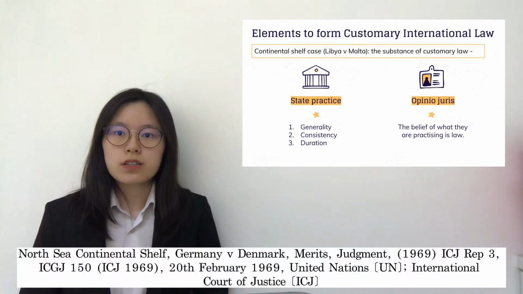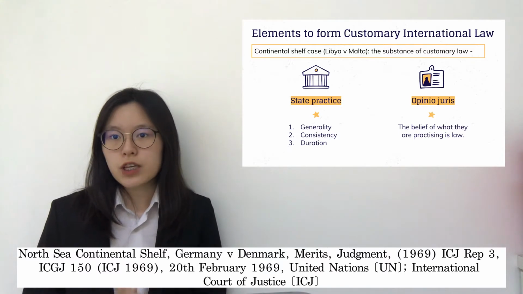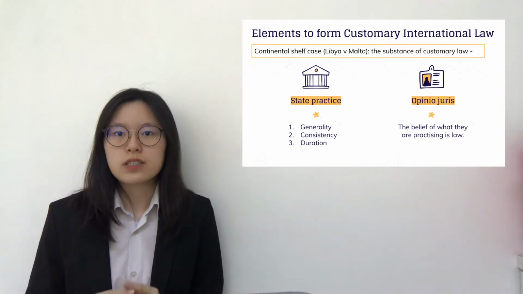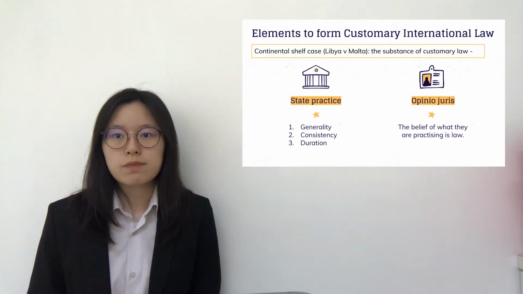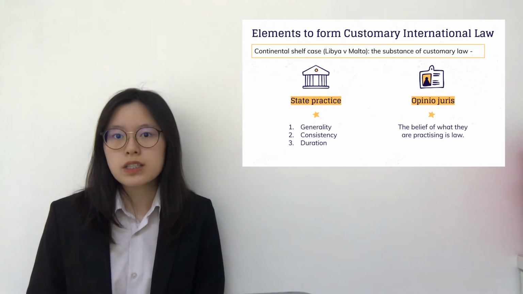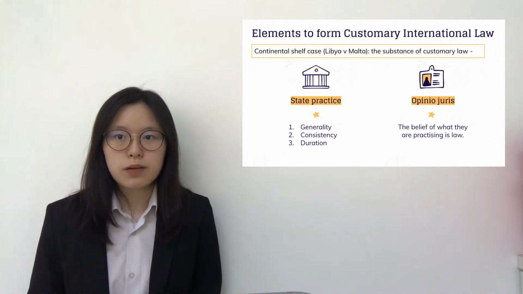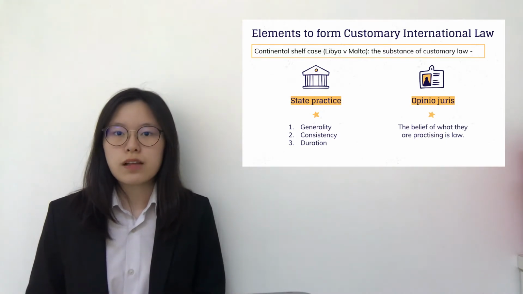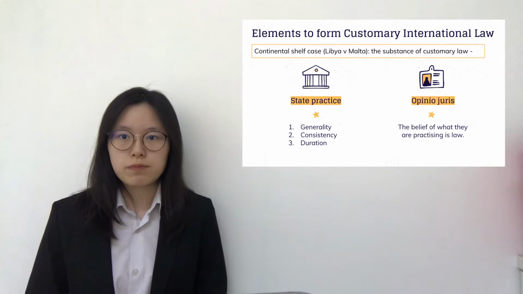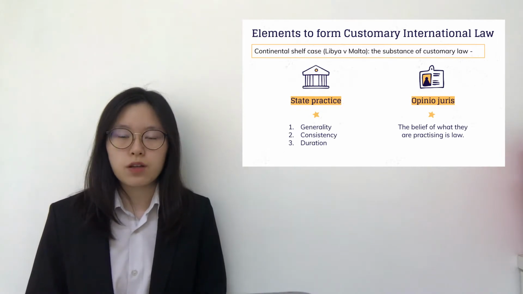According to the North Sea Continental Shelf case, the degree of generality will differ based on the subject matter, as special weight may be given to the practice of those states whose interests are specifically affected by the subject matter of the rule. This shows that not all states need to participate before the general practice can become law.